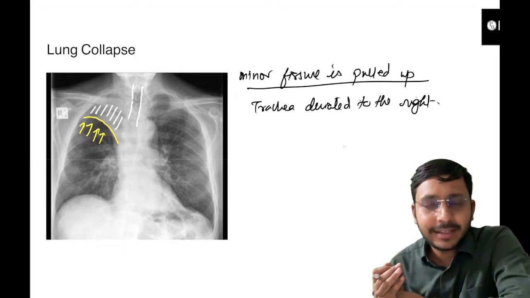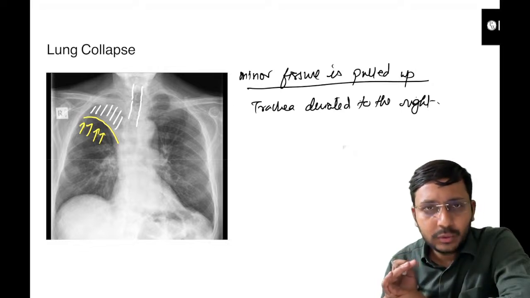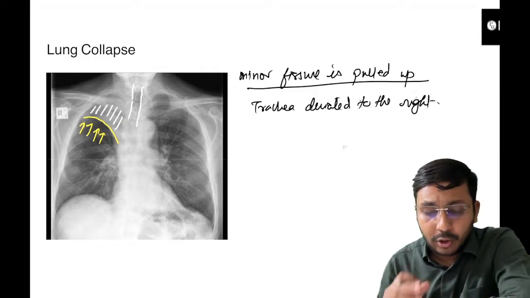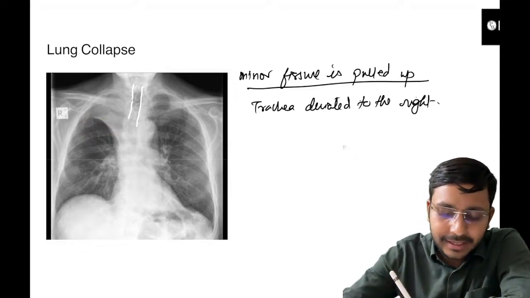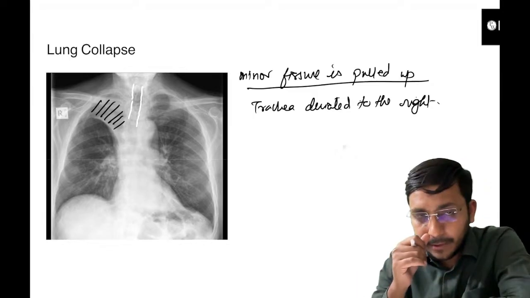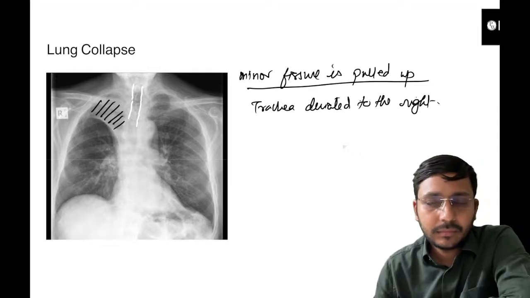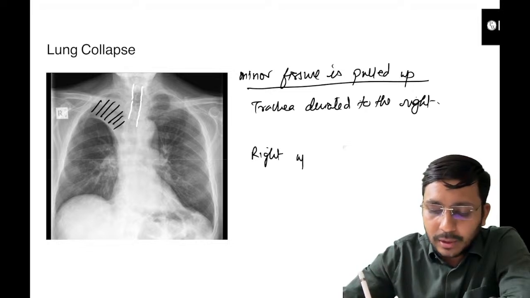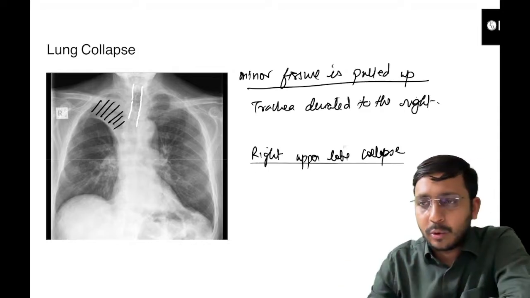So how will I describe this x-ray? This is a PA view chest x-ray of a 45-year-old male. The trachea is deviated to the right hand side. The cardiac size is normal in shape and size. Bilateral costophrenic angle or CP angle are sharp. I can see a homogeneous radio opacity in the right upper zone, which is pulling up the right minor fissure. So what is my diagnosis? The diagnosis is right upper lobe collapse.